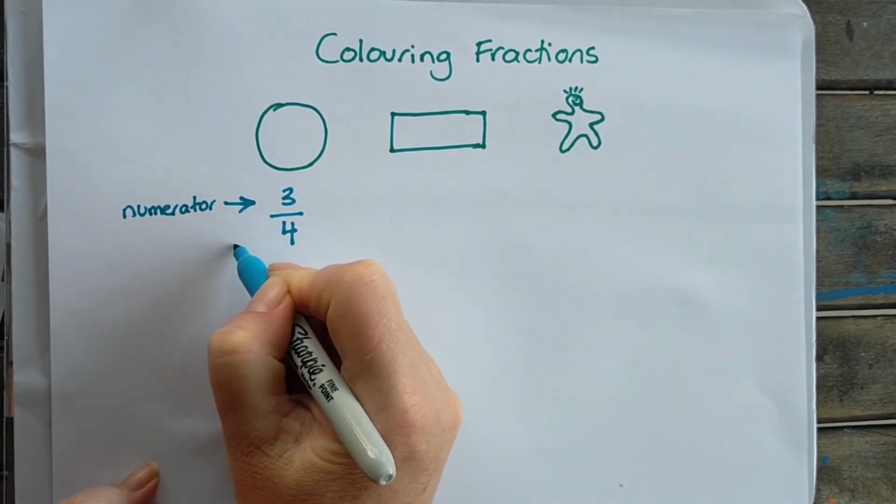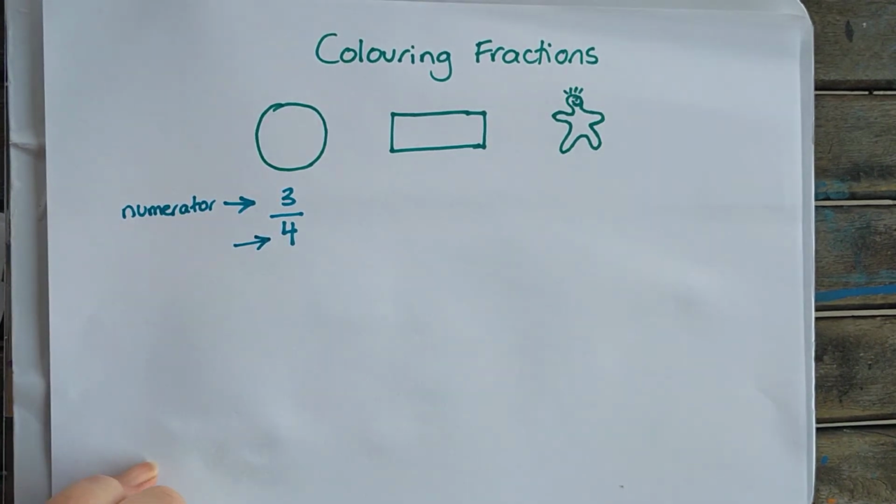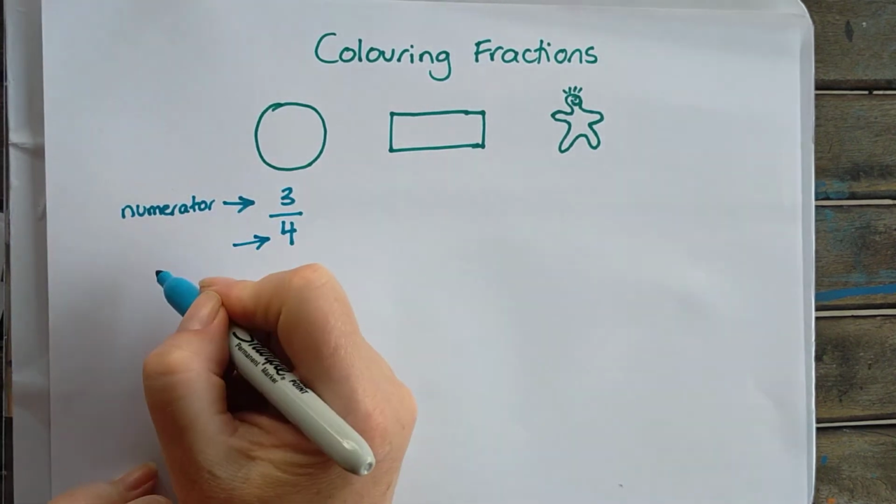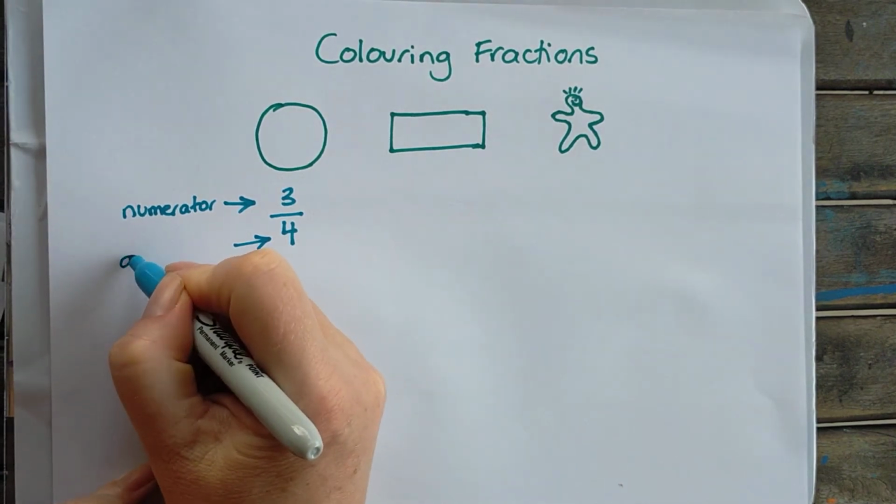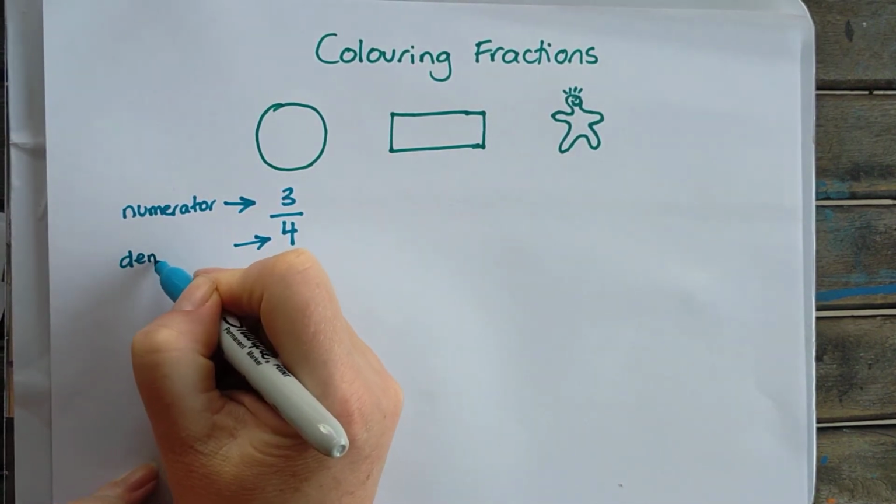And then we had a bottom number, and that bottom number was telling us how many parts our whole amount had been divided up into. And it was called a special word as well. If you can remember, it started with D, it is denominator.